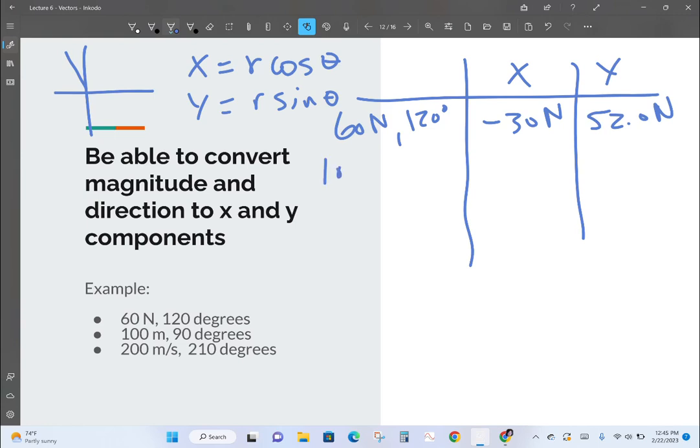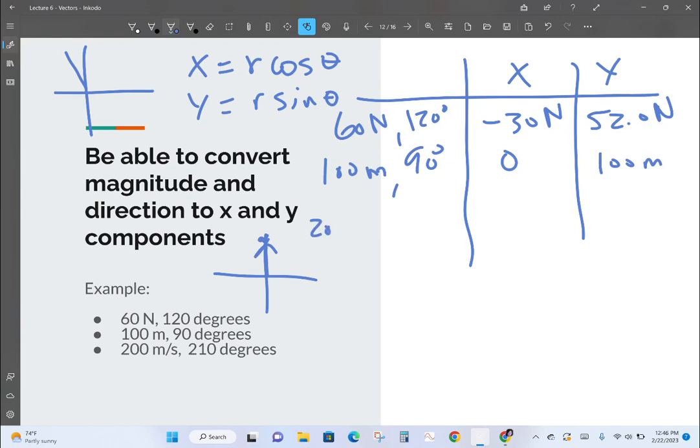So the next one is 100 meters at 90 degrees. Well, that's pretty simple because you don't even have to do math for this, right? It's pointing straight north. So how do you describe a point on the y-axis? It has no x component, and its value is the y component. So the y component is 100 meters.